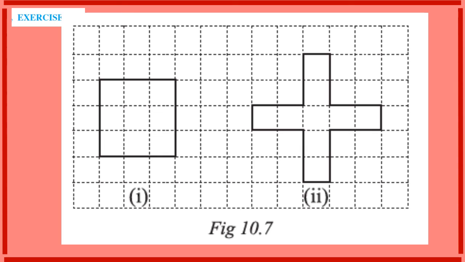Each square has a side of half meter. So first we have to count how many are there. 1, 2, 3, 4, 5, 6, 7, 8, 9, 10, 11, 12. 12 square sides are there, each of half meter. So what is the perimeter? 12 into half, which is equal to 6 meter.